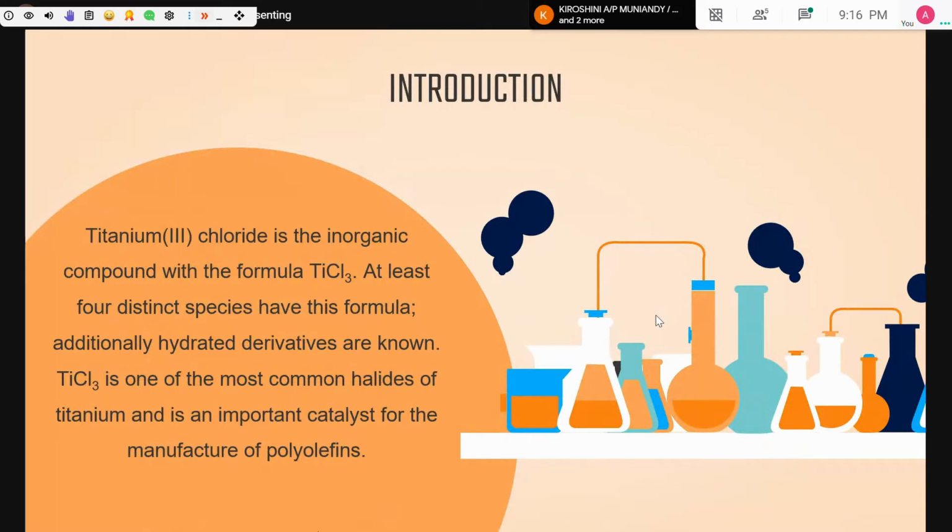titanium trichloride is the inorganic compound with the formula TiCl3. At least 4 distinct species have this formula. Additionally, hydrated derivatives are known. TiCl3 is one of the most common halides of titanium and is an important catalyst for the manufacture of polyolefins.